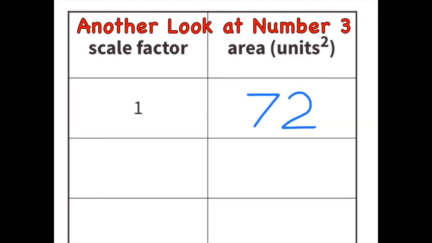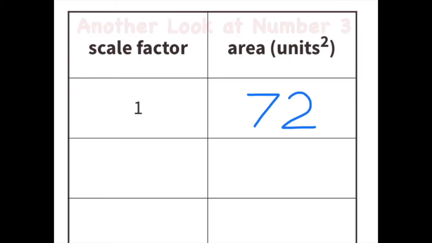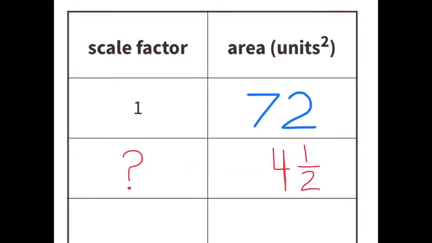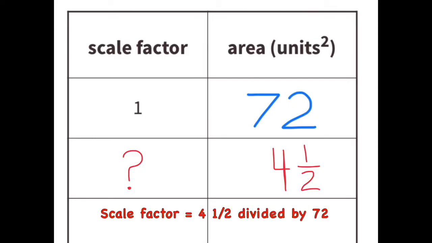I decided to organize this information in a chart. So we're still looking at number 3. The original polygon P has an area of 72 units squared and a scale factor of 1. Beneath it, we'll put polygon Q, Diego's version. We decomposed and rearranged Diego's version and discovered that it had an area of 4.5 square units.